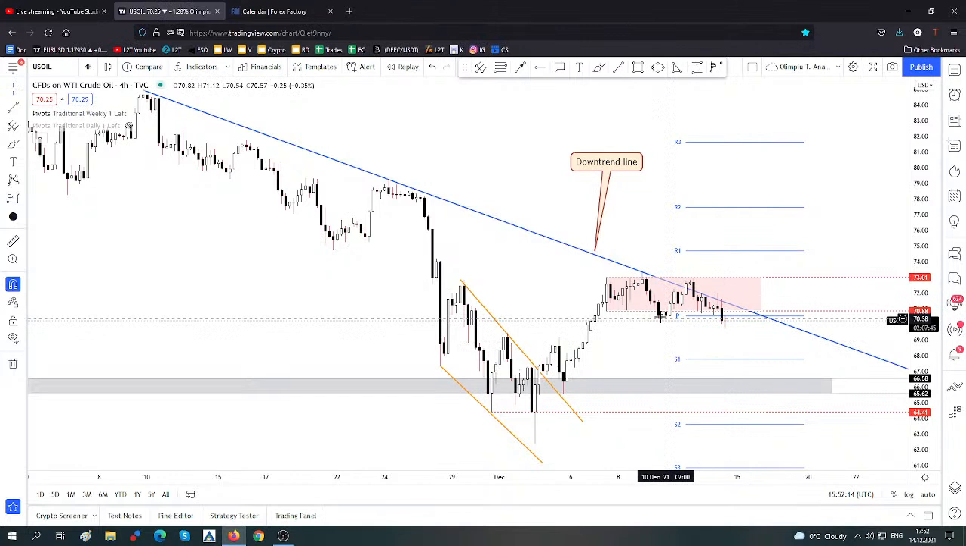I told you guys that the price of US oil continues to move sideways between 73.01 and 70.88, and I told you the price was here.